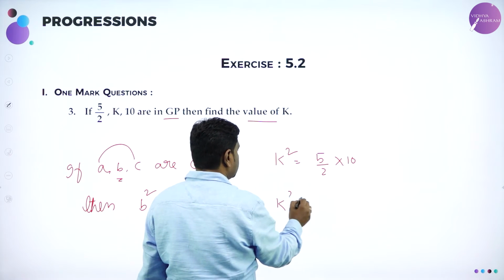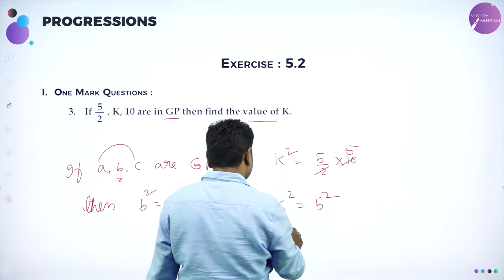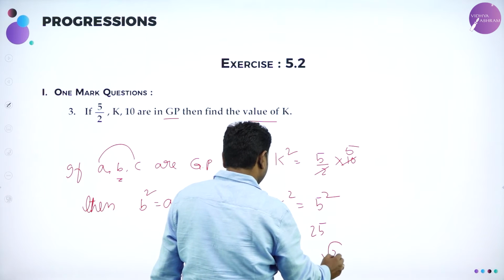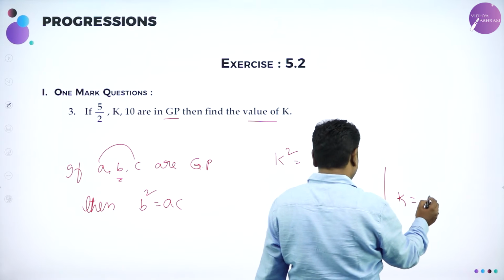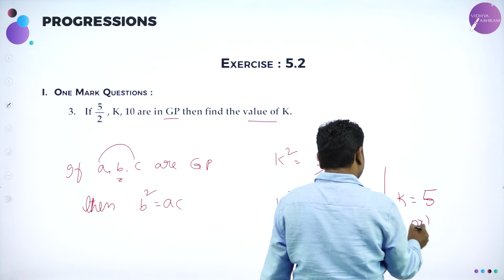So K square is equal to 2 ones are 2, 5 fives are 5 square, so K square is equal to 25. So K is plus or minus root of 25. So the K values, 2 values are possible, that is 5 or minus 5.